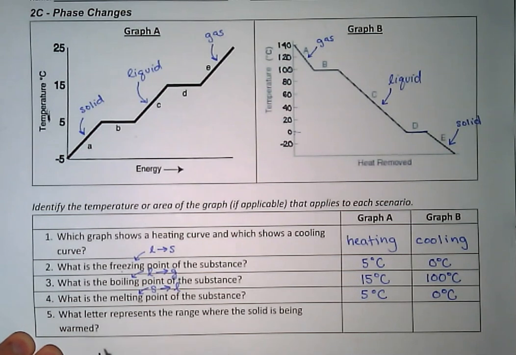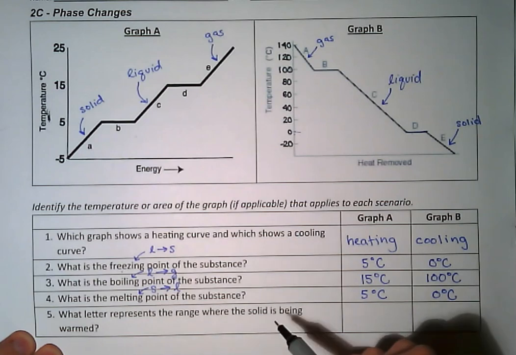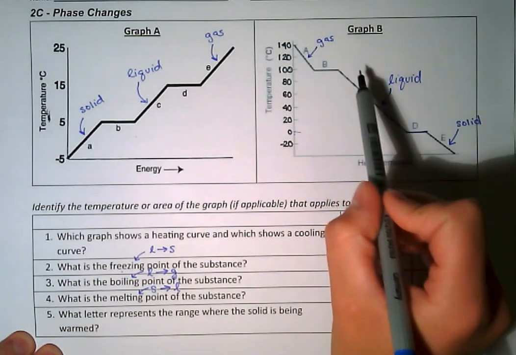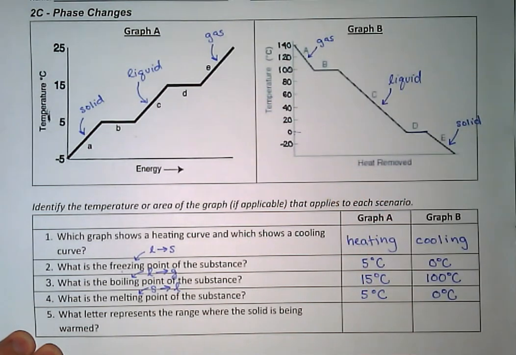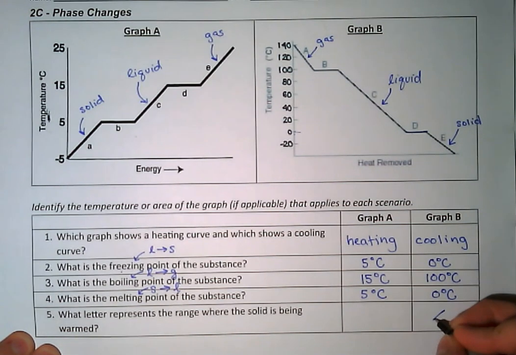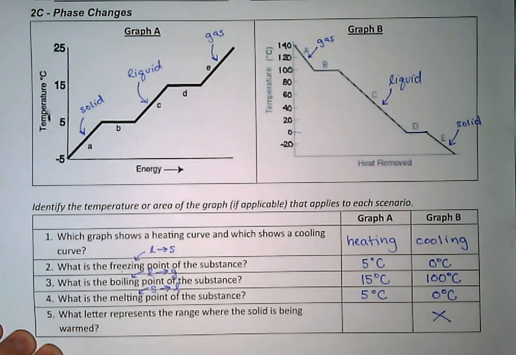Next, it says, what letter represents the range where the solid is being warmed? So this is a little bit of a tricky question. We need to figure out the section of each graph where there's just a solid, and then we need to only identify the section where a solid is being warmed. So there's only actually one graph where something is being warmed up at all. So in graph B, nothing is being warmed, everything's being cooled. So there is no section of graph B where a solid is being warmed, so I'm just going to put an X there. We have a solid being cooled down, but that's not what the question is asking.